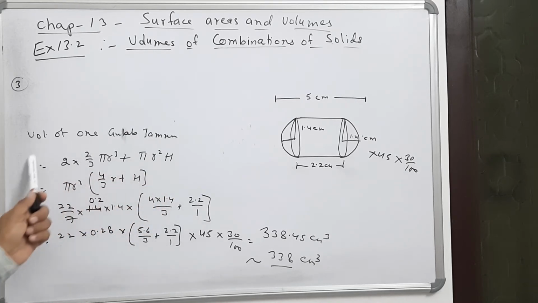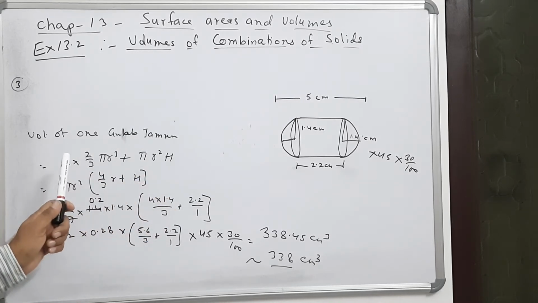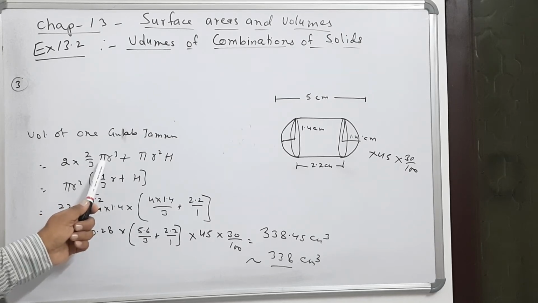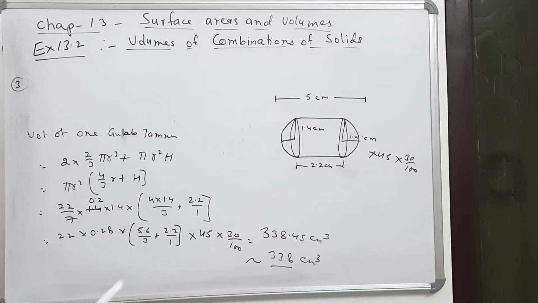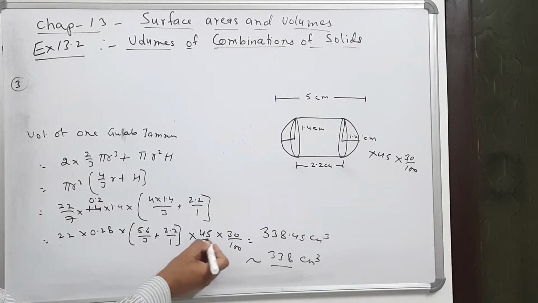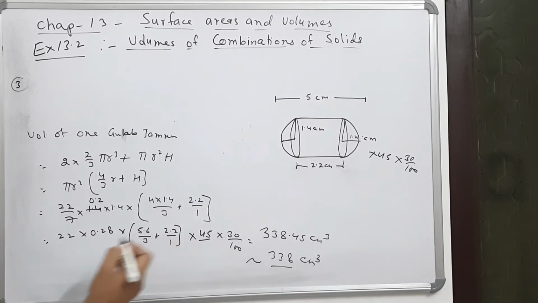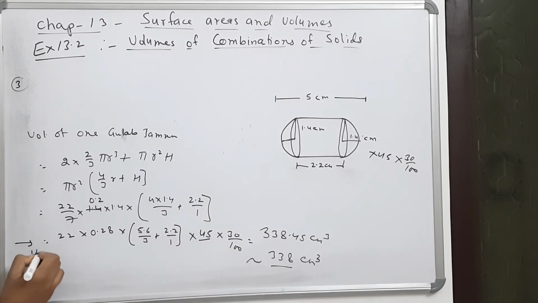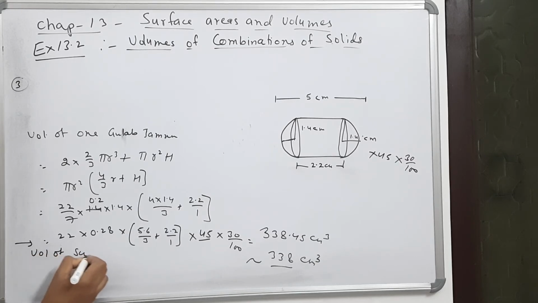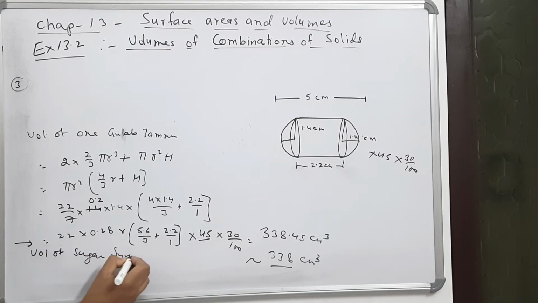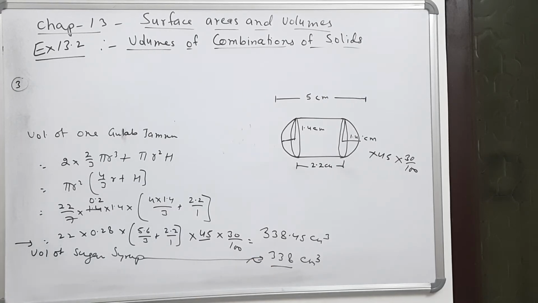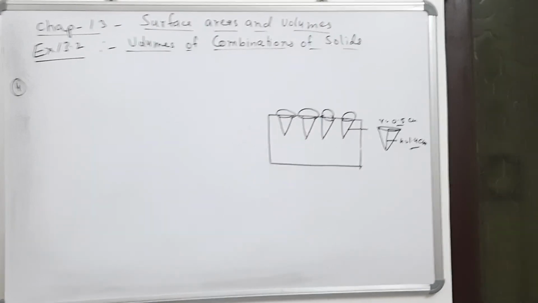My main objective is to explain this part, that is 2 into the volume of the hemispherical part plus the volume of the cylindrical part, and then this is the 45 gulab jamuns and then 30%. So this is the what? This is the volume of sugar syrup, which is the main part of the answer. So we multiply this by 45 and then we calculate 30% of this one. You see the next problem.